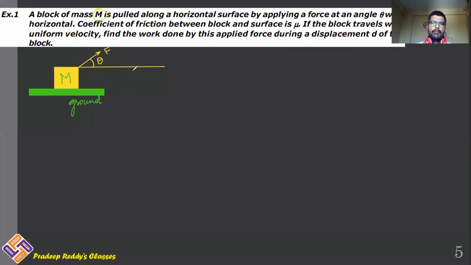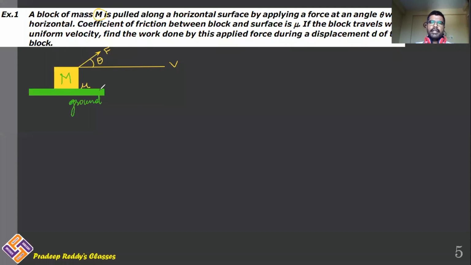The coefficient of friction between the block and the surface is mu. If the block travels with uniform velocity v, find the work done by the applied force during a displacement d of the block.